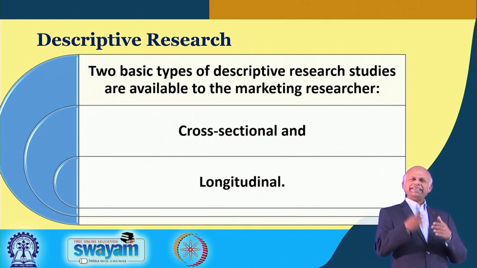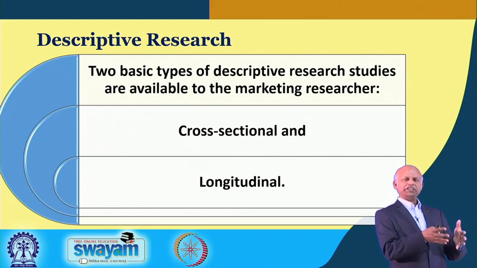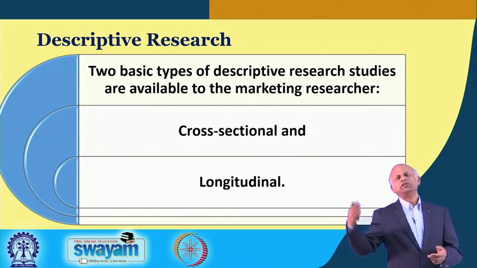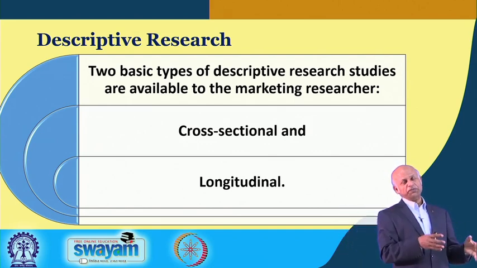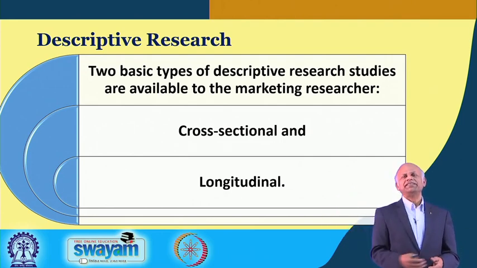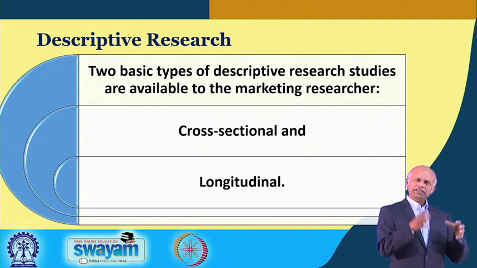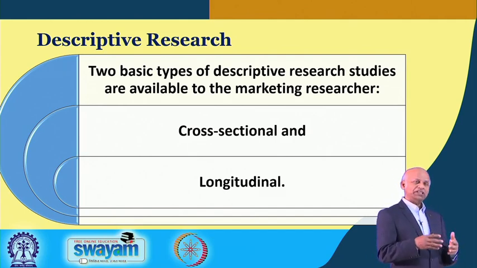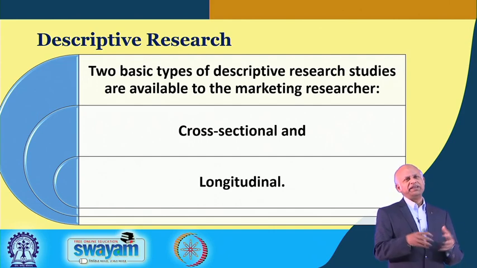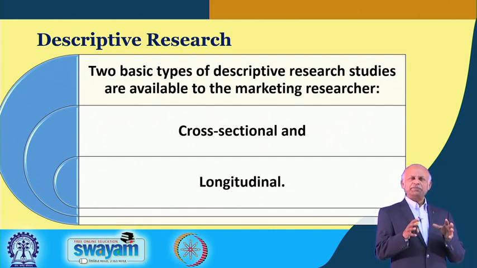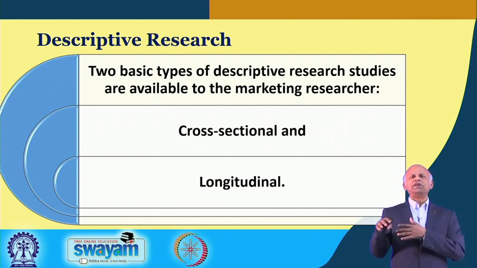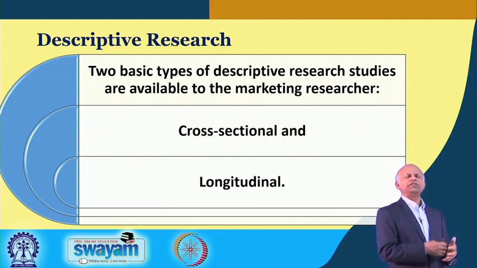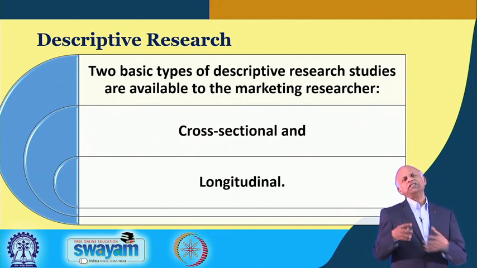Longitudinal data is taken over a period of time. Today you take data, then after maybe 3 months you take another set of data from the same people, then after maybe 6 months you take another set of data, and you see how things are changing. Suppose you want to test whether your brand is actually performing better compared to other brands. Even though your sales may go down or up, that does not say that in the marketplace you are doing better or worse, because other brands might be doing even worse. So, you want to see how your brand performs vis-a-vis other brands.